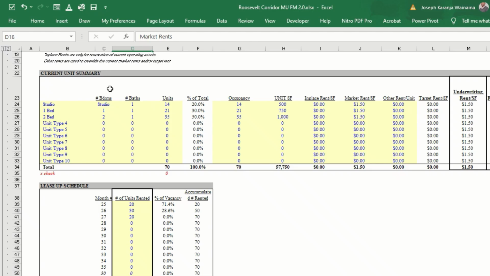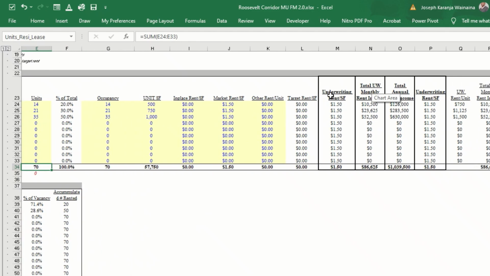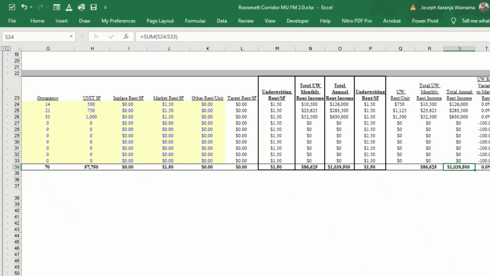So here is the current unit summary. We have studios, one beds, and two beds. These are the numbers: the units, the split, the unit mix, the occupancy, and the square feet for each unit. You can see the tabulation, 70 total number of units. We also have the underwriting rents, the total monthly rental income, and the annual income. In this section you have the total annual rental income indicated there, as well as the rent contribution.